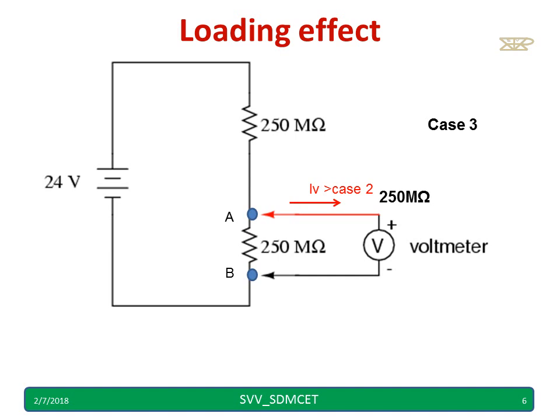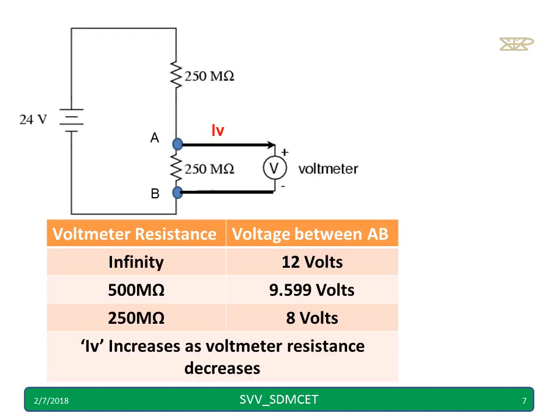Take another case. Case 3. Now I'll take a 250 mega ohm voltmeter. 250 comes in parallel with the 250 mega ohm. The resultant resistance will become half, 125 mega ohm. Hence the voltage becomes 8 volts. Actually, what should I get? 12 volts.